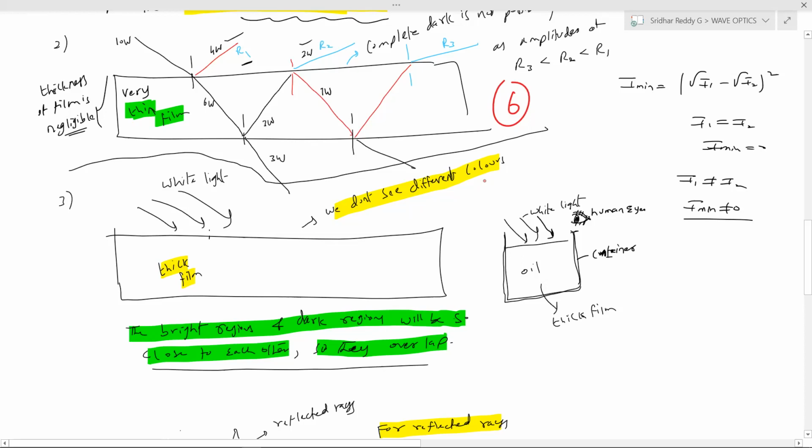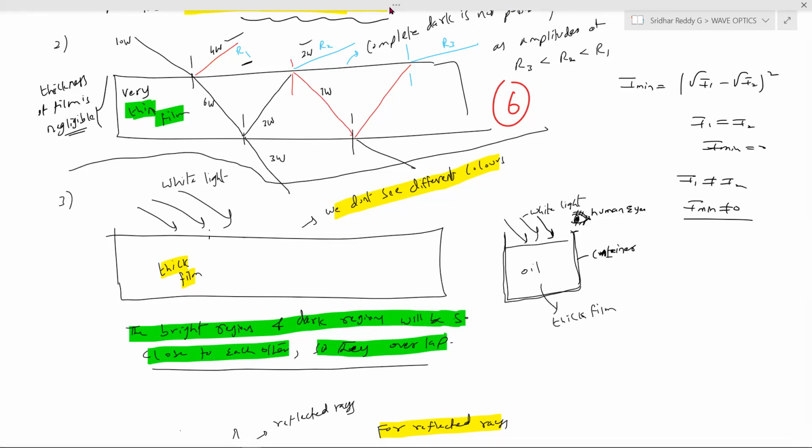A good example: you fill up water in a bucket and keep it in sunlight. Do you see any colors on the surface of water? Nothing. The reason is that the water layer becomes like a thick film. Instead, you pour some oil drops on the surface of water. Then the oil drops become a thin film, and you can notice the different colors. Okay, got this one?